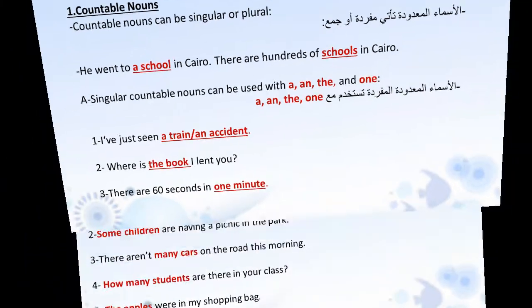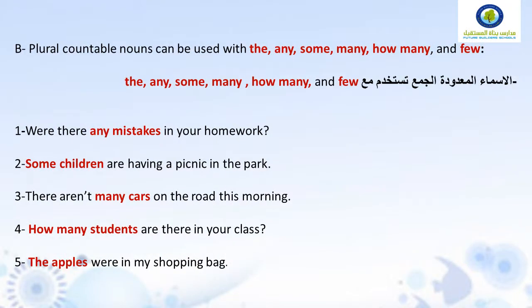Now, we'll move to the plural countable nouns, the plural, which is schools, tables, people. Yes, they are countable but irregular countable, which are irregular plural nouns. Now, plural countable nouns can be used with the, any, some, many, how many, and few. Now, for the plural countable nouns, like we said, students, apples, teachers, boys, girls, these are plural countable nouns.